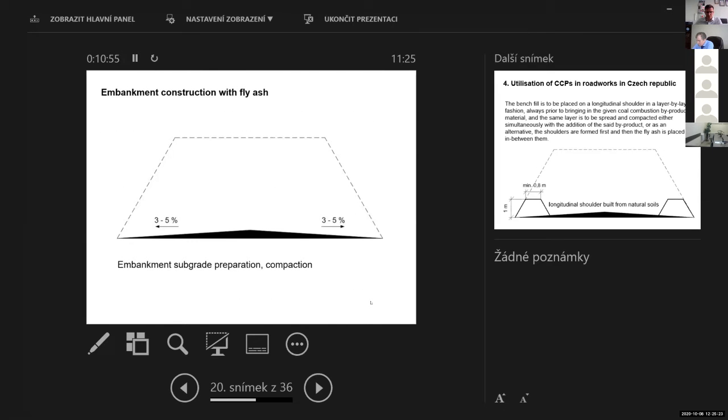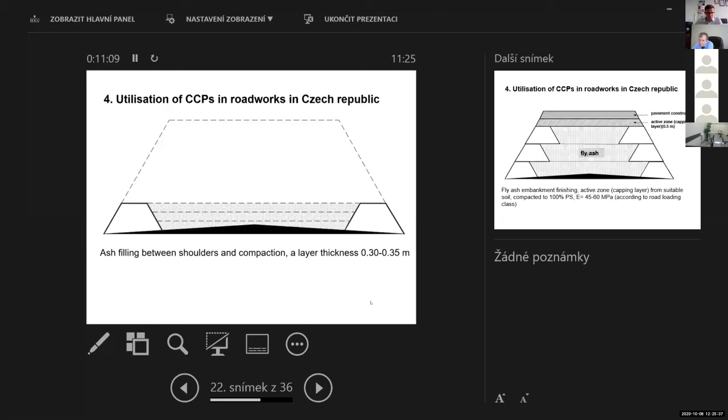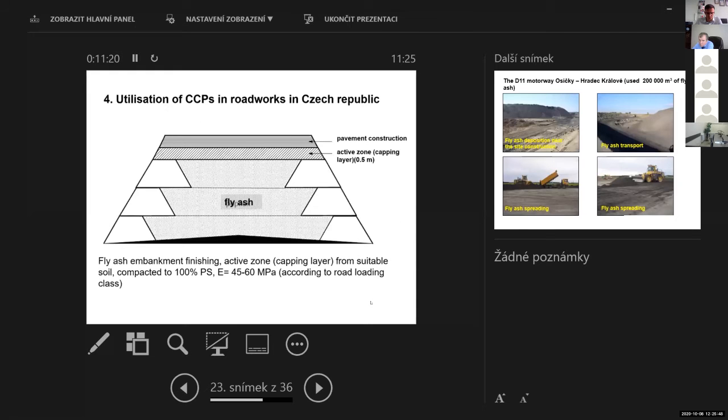First is the preparation of the embankment subgrade. Then it is necessary to build longitudinal shoulders on the sides of the embankment, and then the fly ash is put between those shoulders. The thickness of the layer is about 30 to 35 centimeters. Then the next layers of fly ash are built, and finally the active zone or capping layer is constructed. In the case of using siliceous fly ash, the active zone should be constructed from natural material.